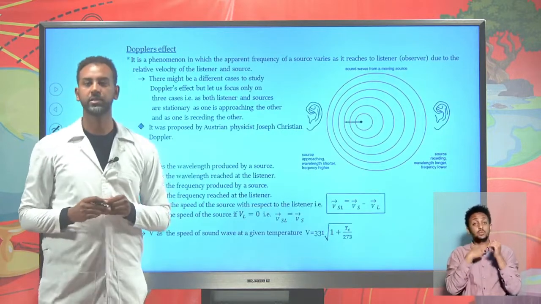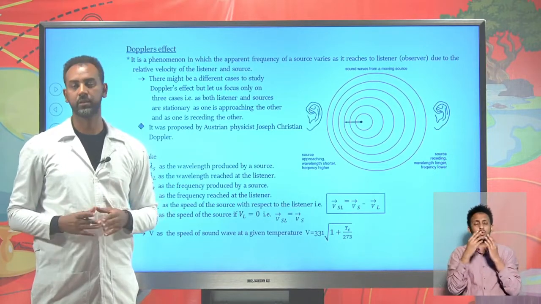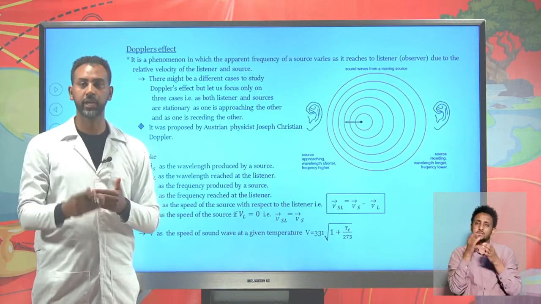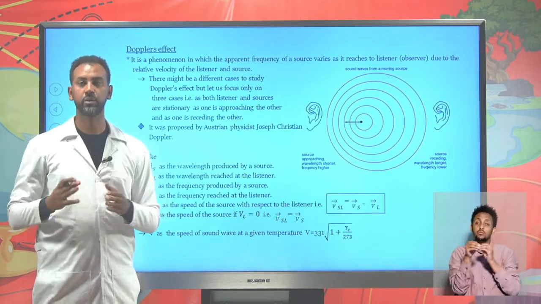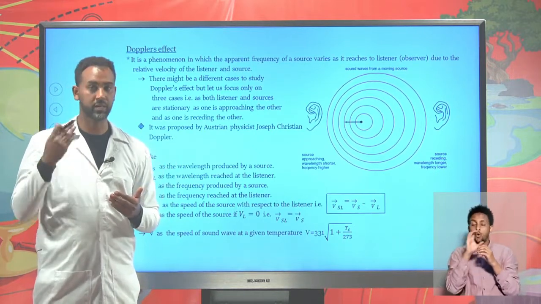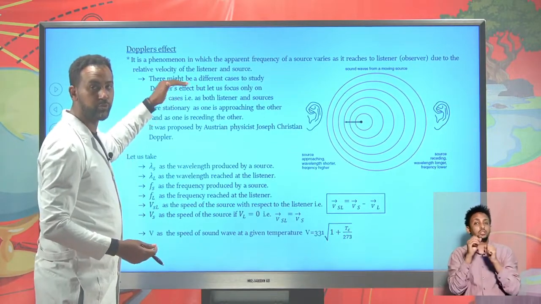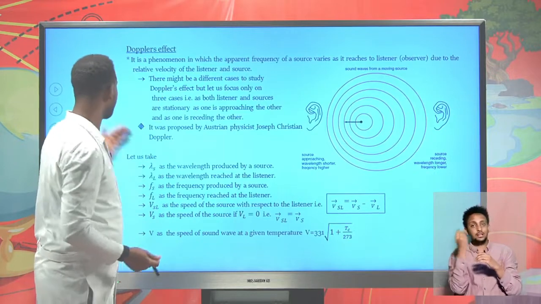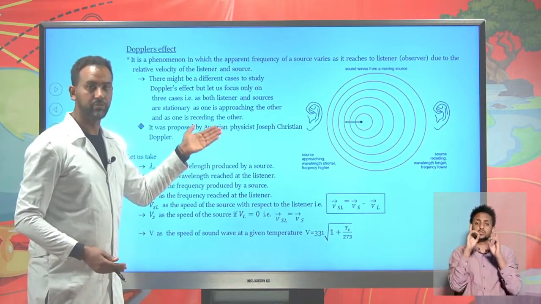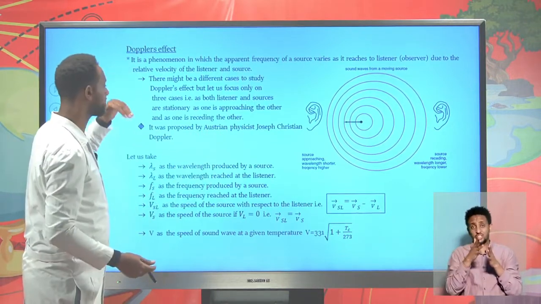At last, let's try to discuss Doppler's effect. The Doppler effect is one of the most applicable sciences, and it tells us how a given frequency changes due to the relative movement or the relative position of the source and the observer or listener. This is what we call the apparent change of frequency due to the movement of the source and the listener. It was found by the Austrian physicist Christian Doppler. That's why it's called Doppler's effect.